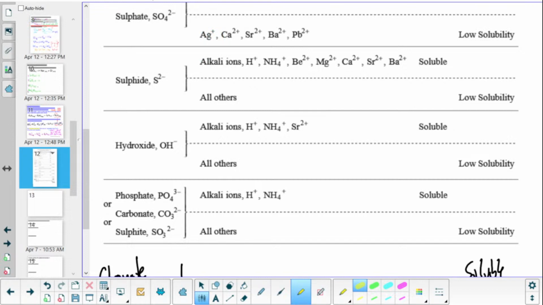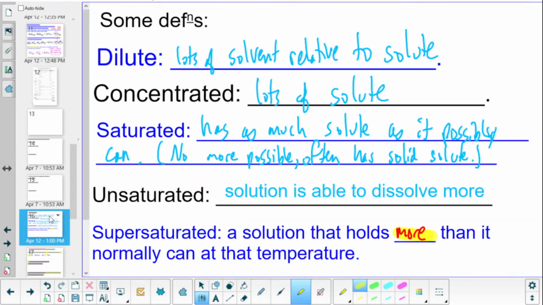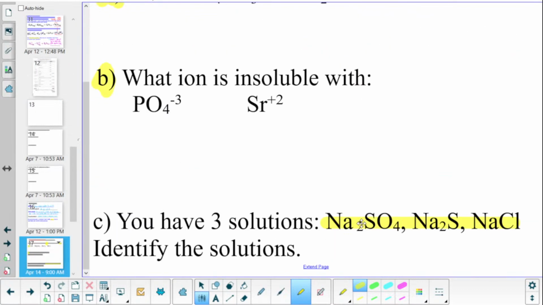Mr. Neufeld, on C it says you have 3 solutions. Identify them. Does that mean just name them? You have 3 unknown solutions. You don't know which one's which. So imagine, for number 3, C, if you will, you've got 3 bottles. The labels have fallen off. One of them sodium sulfate, one of them sodium sulfide, and one of them sodium chloride. How will you figure out which one's which to reattach the correct labels? Explain how to do that.